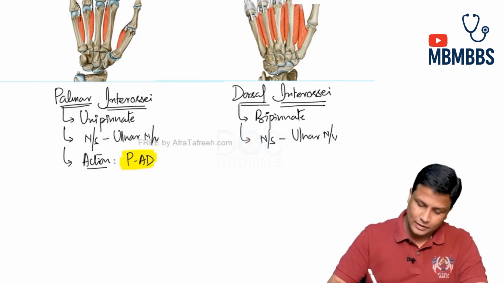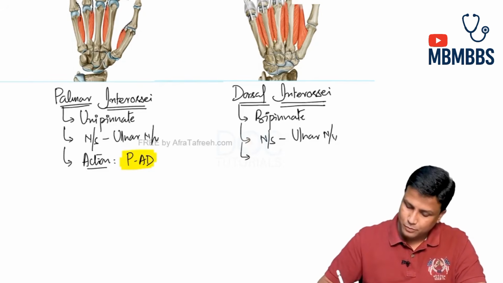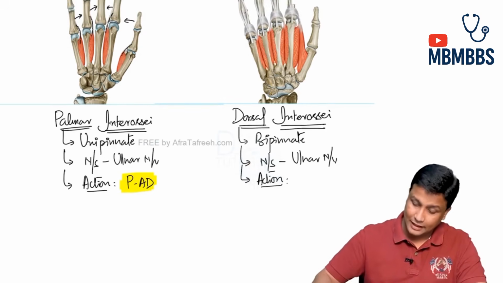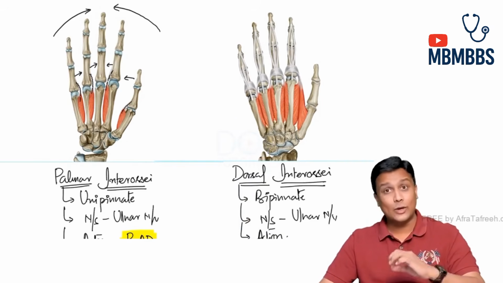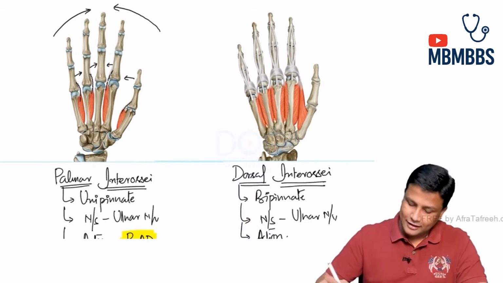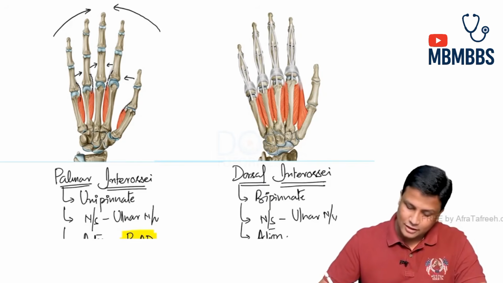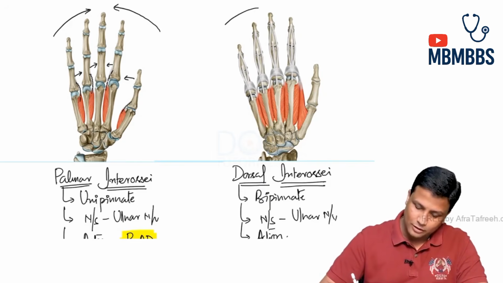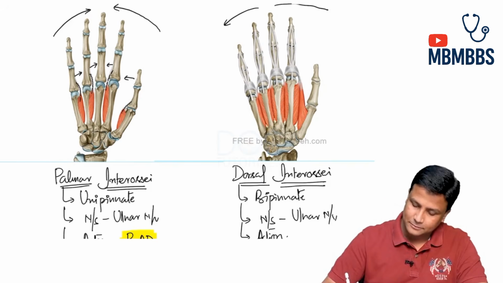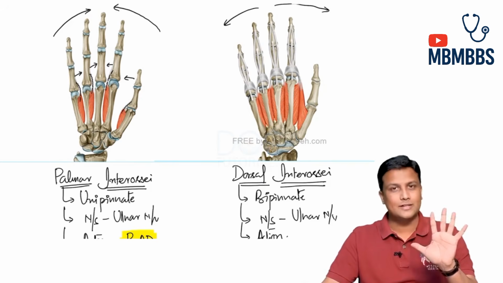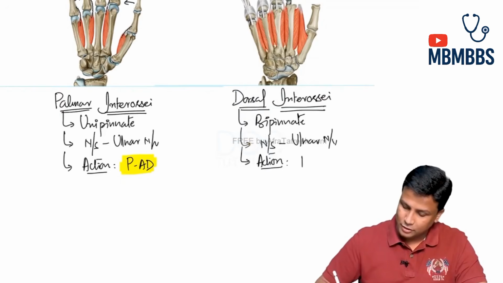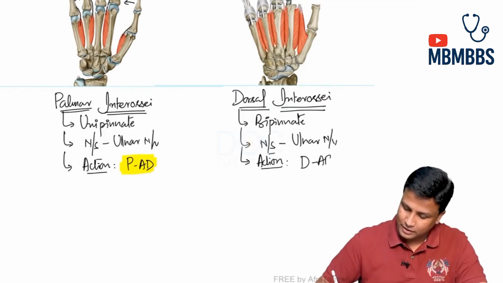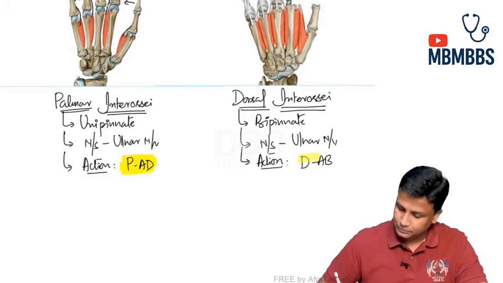Now on the other side, what will be the action of the dorsal interossei? Again, do the same thing, guys. Look at the diagram and look at the attachment of the muscle. They are attached in such a way that the dorsal interossei are going to take all the fingers away like this, guys. Taking them away is abduction. So therefore, what is the action of dorsal interossei? Dorsal interossei will be helping in abduction of the fingers.